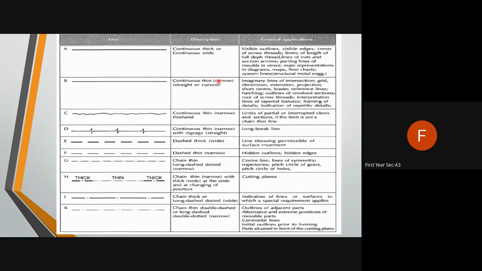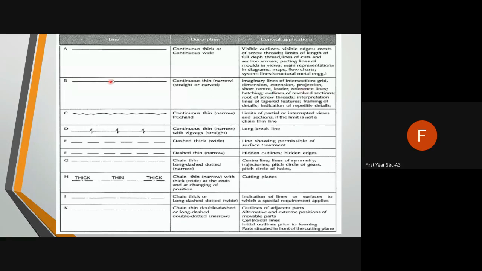Second is continuous thin, that is narrow, straight, or curved. These lines are used for drawing imaginary lines of intersection. Also grid dimension. Grid means the grid of rows and columns, the lines which are intersecting each other. That is a grid. Then extension or projection lines. Projection line means suppose you have drawn a top view and you want to draw a front view from the top view, so you have to project the lines.